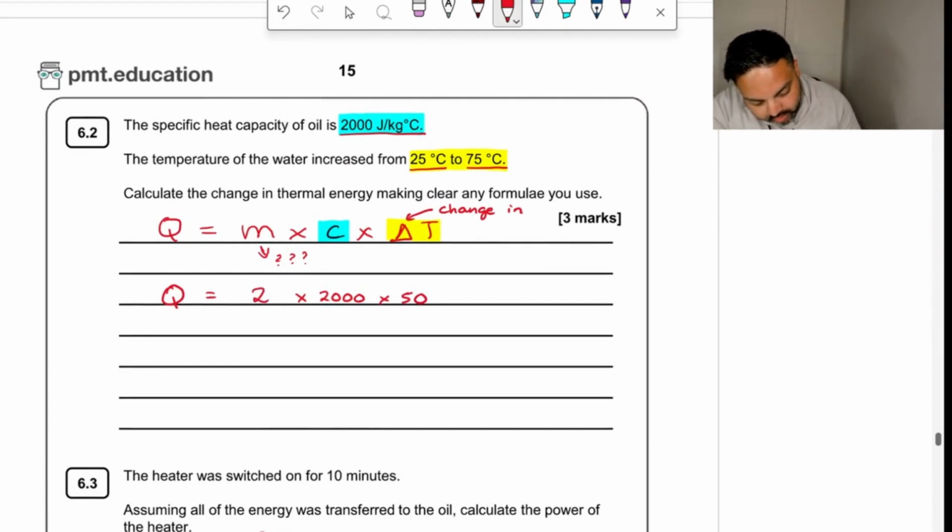So it's going to be 2 times 2,000 times 50. Someone put that in the calculator for me. What do I get if I do 2 times 2,000 times 50? 200,000. Well done, Hanfei. 200,000. And then what are the units for this? Because I haven't given you the units. I've just worked out energy. Thermal energy. Good. Well done.